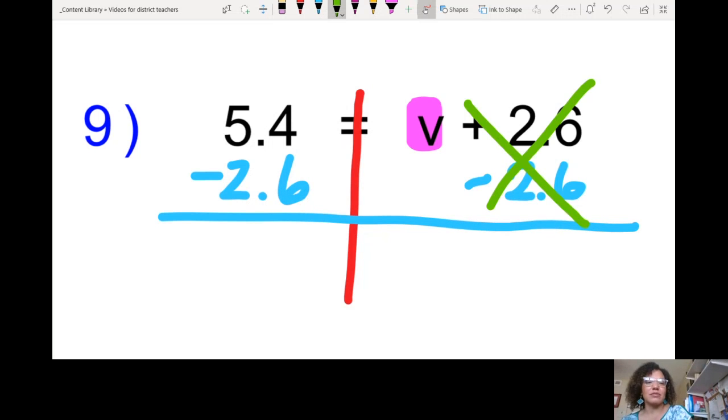These cancel out. Oh, you ready for Siri? Hey, Siri. What's 5.4 minus 2.6? 5.4 minus 2.6 is 2.8. Hey, get it, Siri? 2.8 equals V.